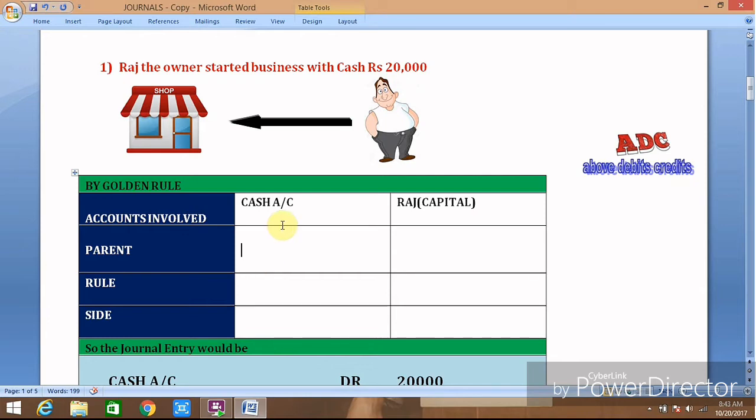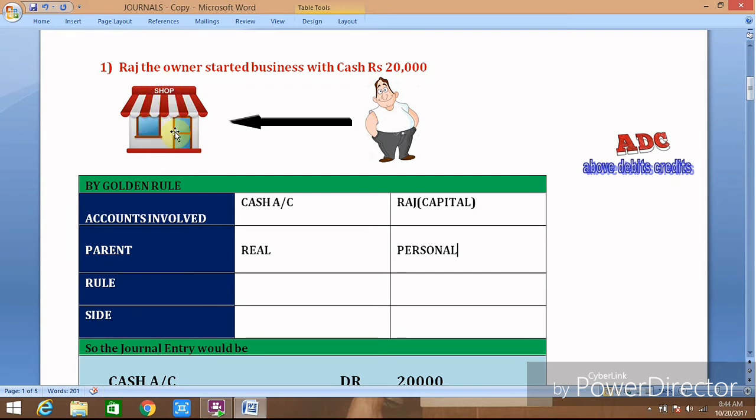So the cash account is a real account if we make a golden classification, and Raj, being a capital account, is a personal account because he's a person. The golden rule for a real account is: what comes in is debited and what goes out is credited. So Raj has invested money in this business.